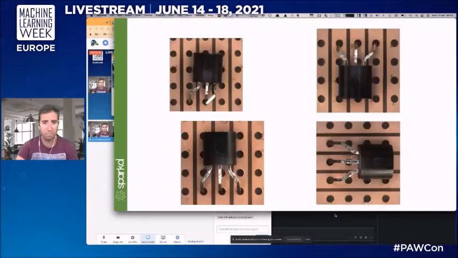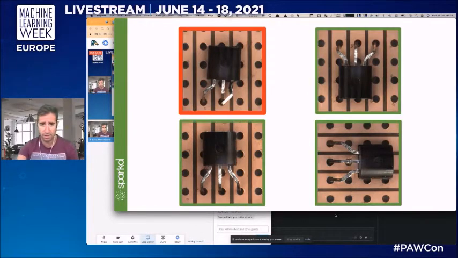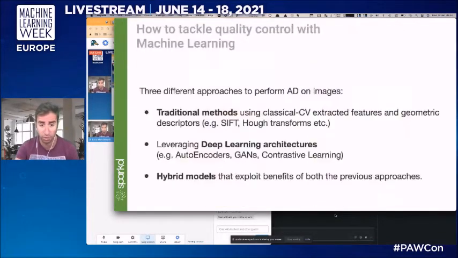An important thing when we're talking about anomaly detection is to understand where the anomalous part of the image is. So here you have an example. You have a chip, and one of them, as you can see on the top left, has a bent pin. And the idea is that with cameras and with a certain type of algorithms, you're able to essentially detect and locate where the anomaly comes from.